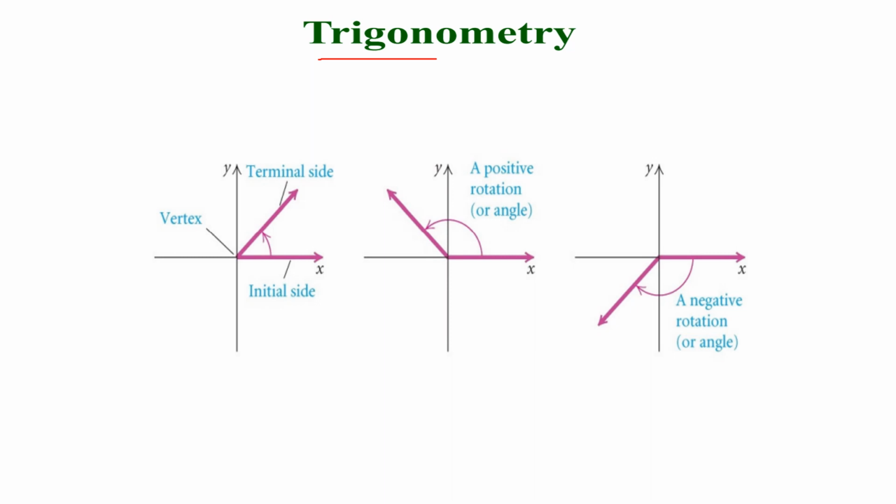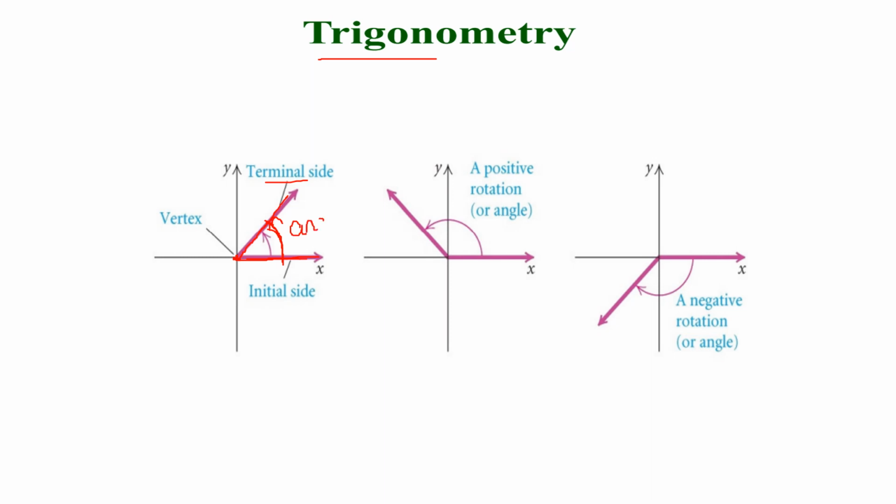If you consider the initial side on the x-axis, and when you rotate, this is a ray, so the fixed point we call the vertex. If you rotate the initial side in the anti-clockwise direction, this line we call the terminal side. So the amount of rotation between the initial side and the terminal side we call an angle.